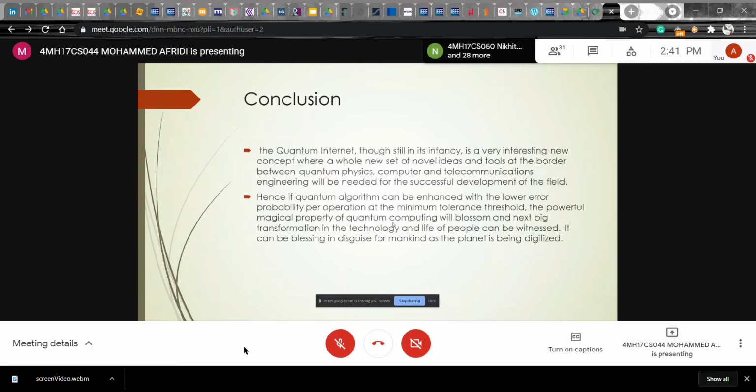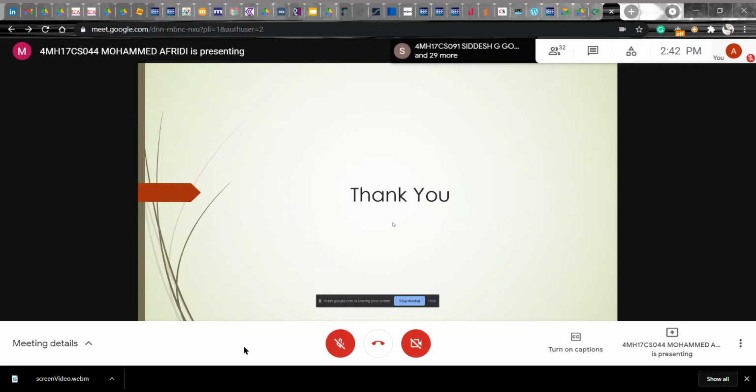Conclusion: the quantum internet is still in its infancy, because it is not available to the public. It is a very interesting concept, where the whole world is a set of novel ideas and tools bordering on quantum physics. Hence, if quantum algorithms can be enhanced with lower error probability per operation at minimum tolerance, it can be a blessing in disguise for mankind on a planet to be digitized. Thank you.